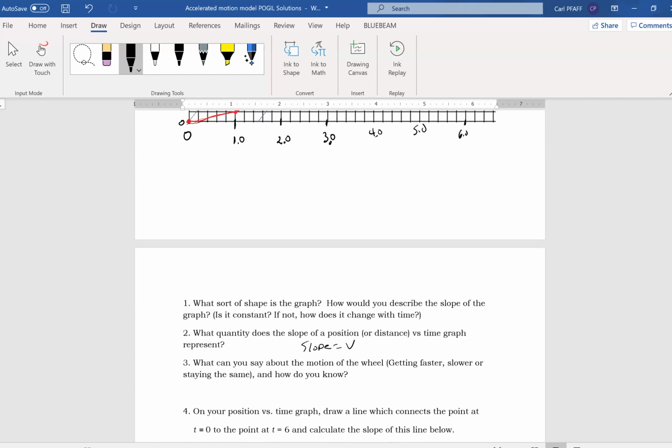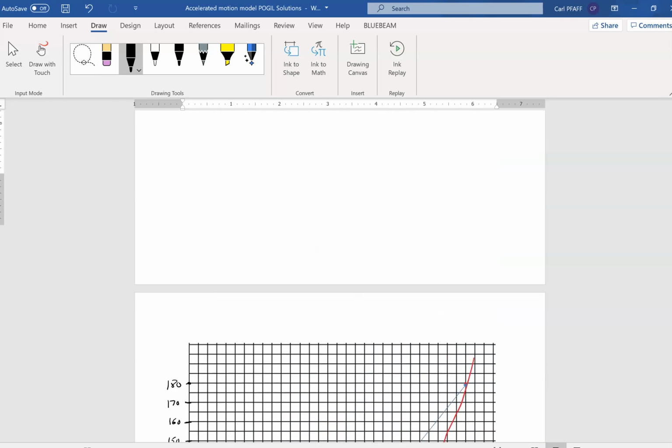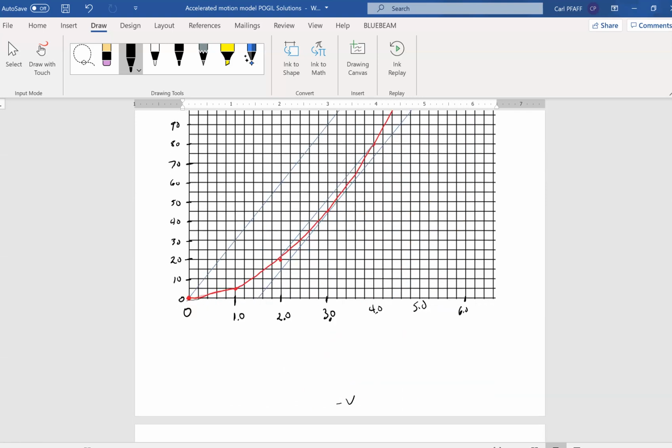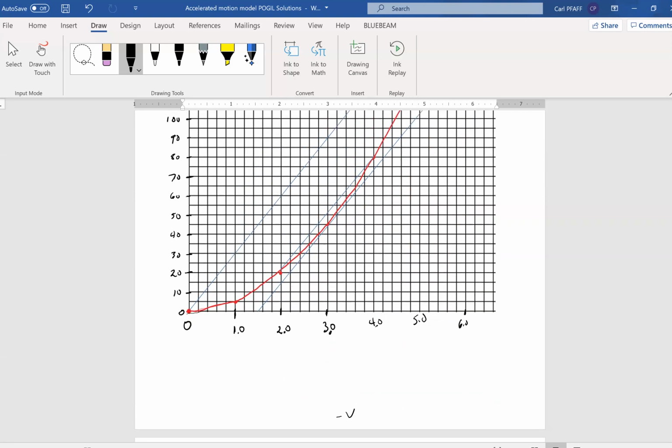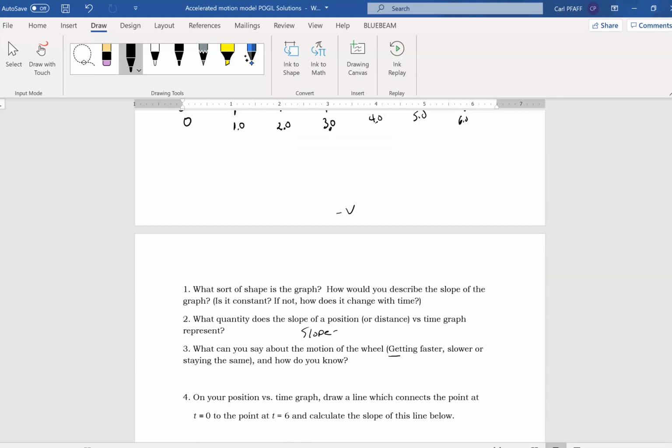Now, in general, about this object, it starts out at rest. I don't know if it tells us that or not. A wheel rolling from rest down an incline. So initially, our velocity must be 0, and then it's slowly getting faster and faster and faster. It's not getting slower. It's not staying the same. How do you know? Because I've got a positive slope, and the slope is getting bigger.